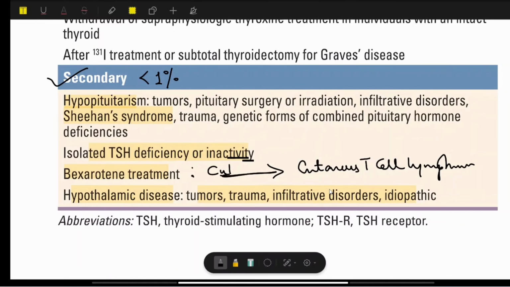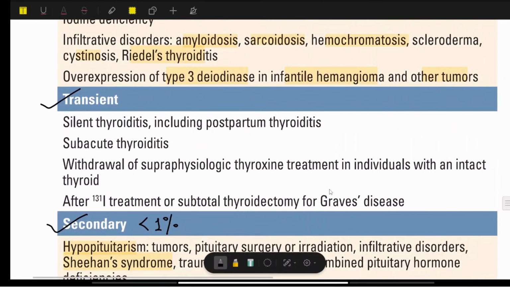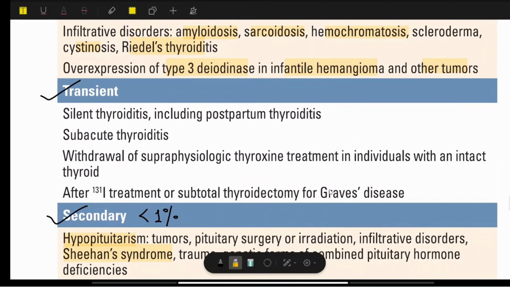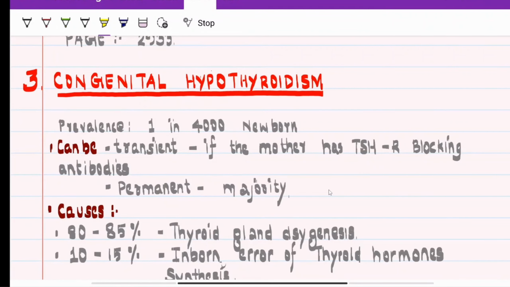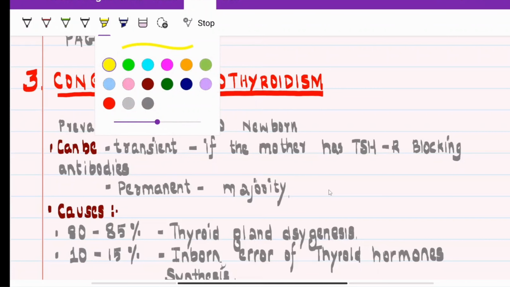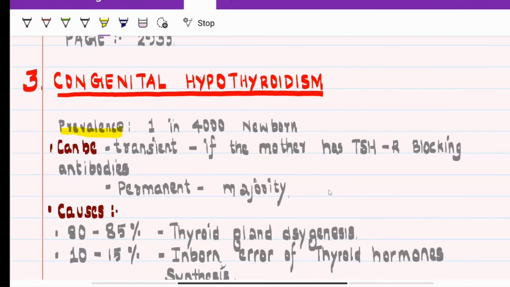So that is a secondary cause, and next comes the transient cause: silent thyroiditis, including postpartum thyroiditis, subacute thyroiditis, and withdrawal of supraphysiological thyroid treatment in individuals with an intact thyroid, and after iodine-131 treatment. So these are the causes of hypothyroidism. Congenital hypothyroidism has a very low prevalence: just one in 4,000 newborns will be affected.